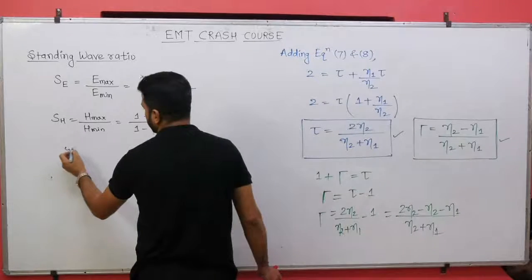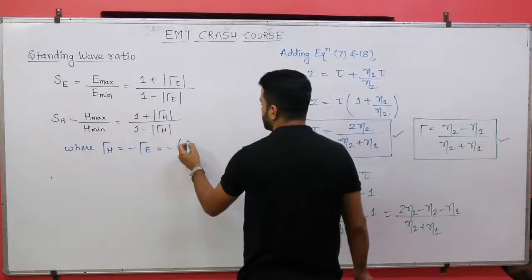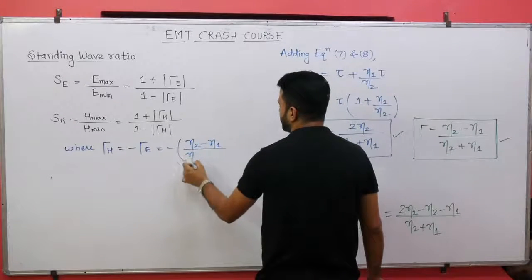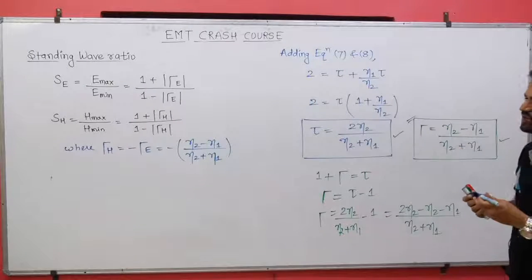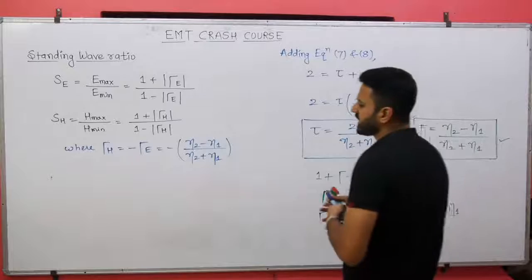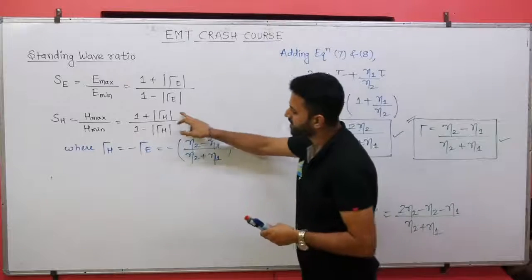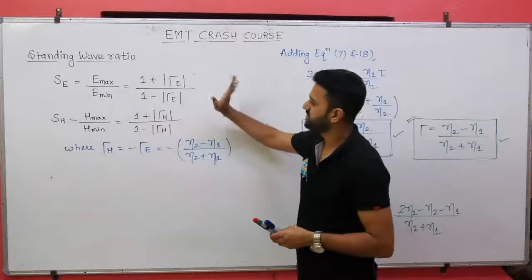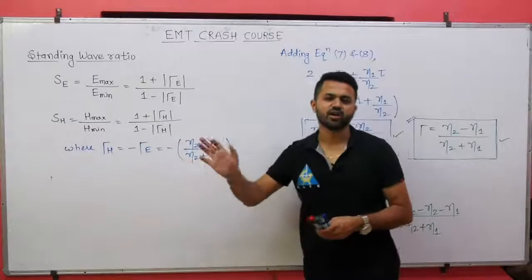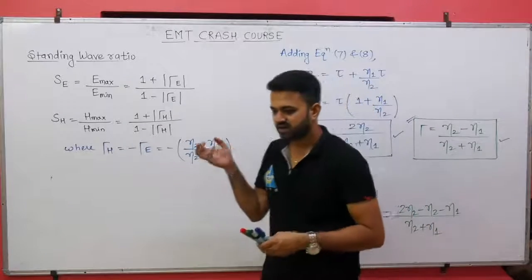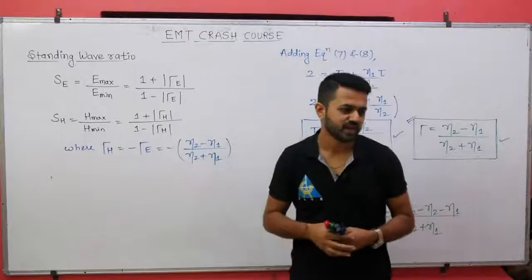And what is gamma h? Gamma h is minus of gamma e, and gamma e is eta 2 minus eta 1 divided by eta 2 plus eta 1. This reflection coefficient that we have calculated is actually for the electric field, and if you want to calculate it for the magnetic field, it is minus of this. But because we take the magnitude, that does not change the standing wave ratio. When you take the mod, you get the same value whether it is electric field or magnetic field. But if you want to apply the reflection coefficient formula for magnetic field, remember it is minus of eta 2 minus eta 1 divided by eta 2 plus eta 1.